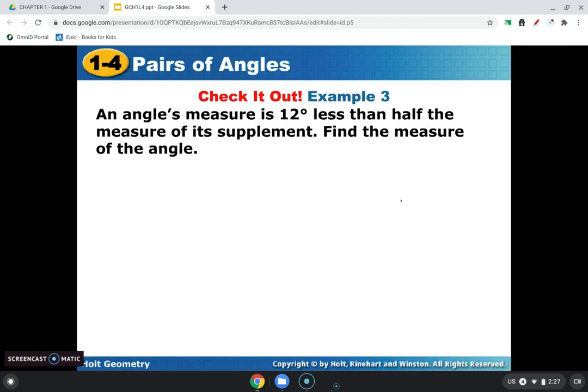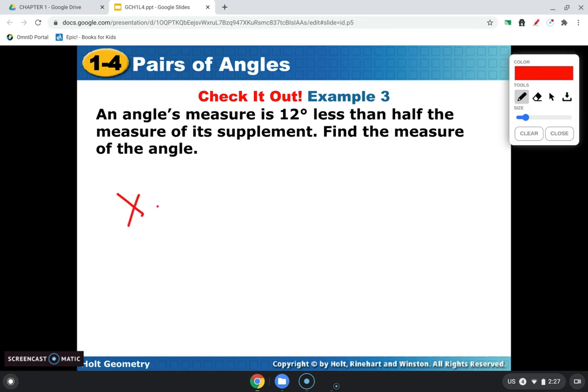Let's try that again. An angle's measure is 12 less than half the measure of its supplement. Find the measure of the angle. All right. Angle is, so we'll have x be our angle again. X is 12 less than half its supplement. Well, 12 less is going to be minus 12 out here. Half its supplement. Well, if x is the angle, how do I write the supplement? You take 180 minus x.